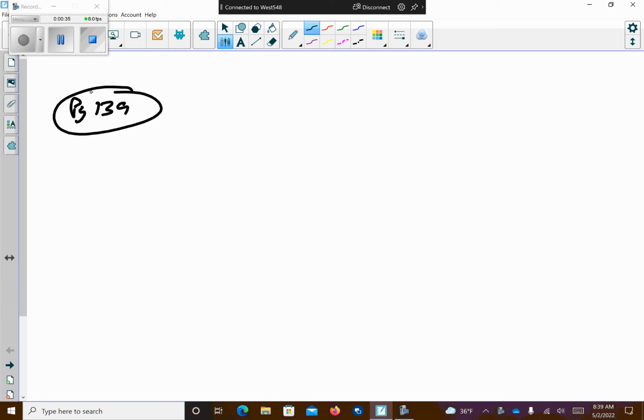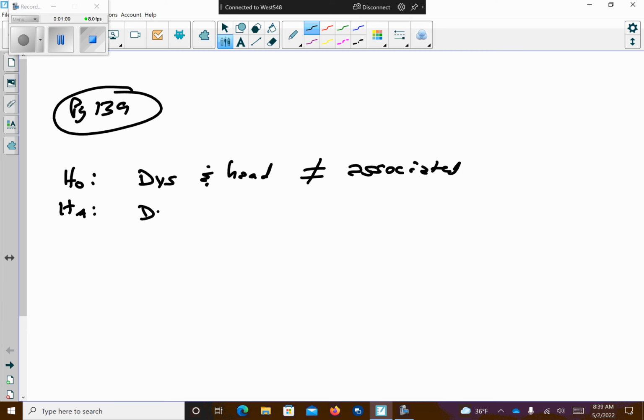Okay. So this talks about dyslexia, yes or no, left or right-handed. It gives us totals. So conduct a chi-square test to see if there's any association. So our hypothesis: dyslexia and handedness are not associated. Where our alternative is dyslexia and handedness are associated. Okay, that should be pretty simple.